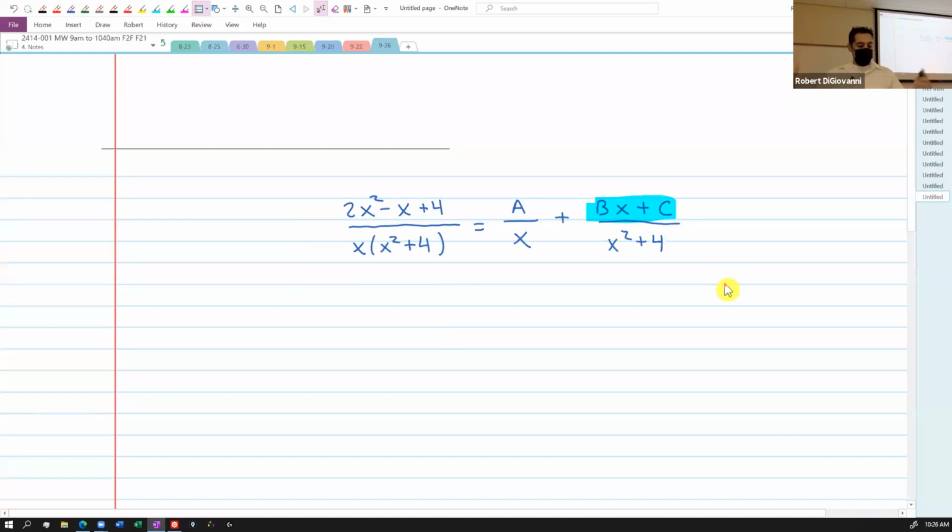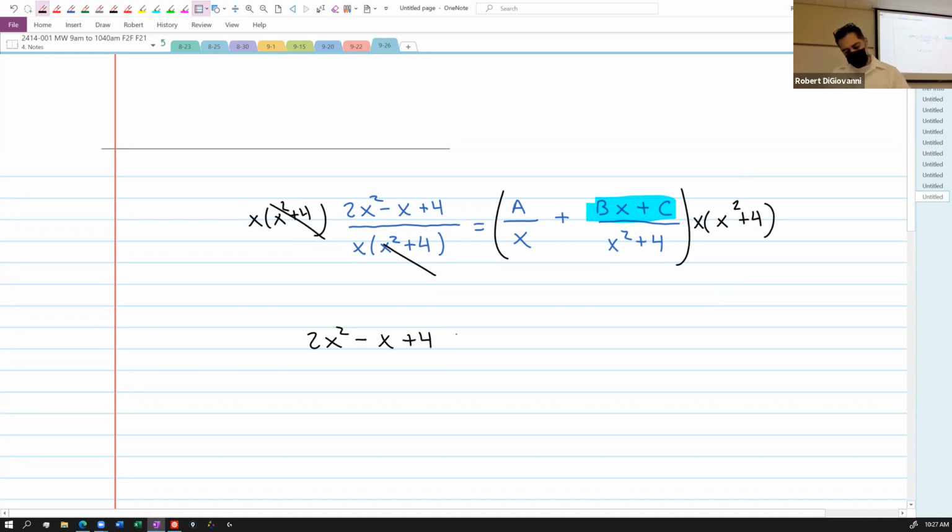So if I multiply both sides by the denominator, like x times x squared plus 4 here, and the same thing, x times x squared plus 4 here, gone. We should get 2x squared minus x plus 4 equals, here we're going to get a times x squared plus 4 because the x's cancel, plus, be real careful here, the x squared plus 4 cancel, we still have the bx plus c on top times the x.